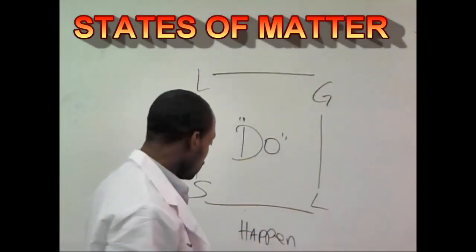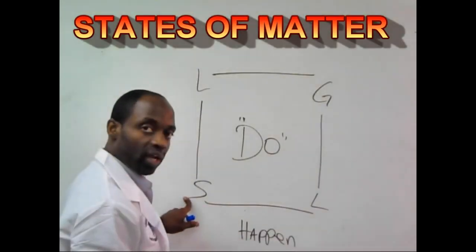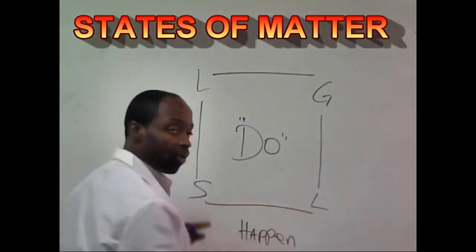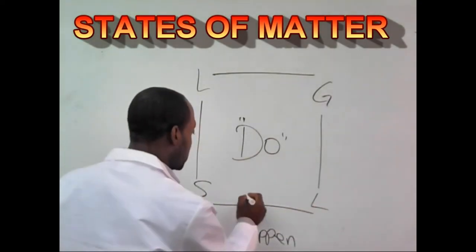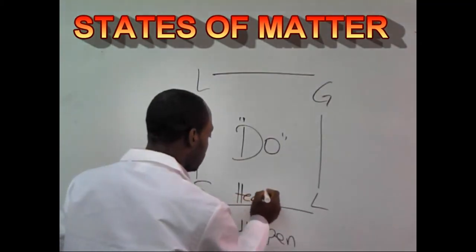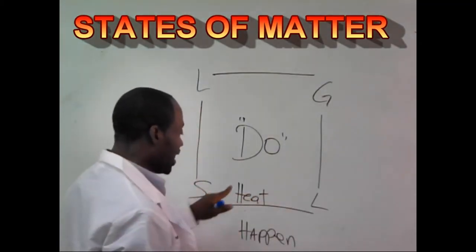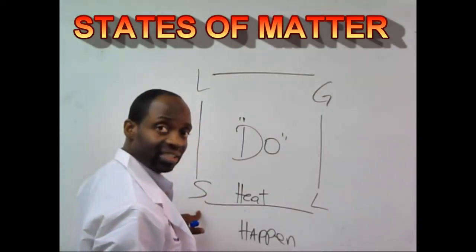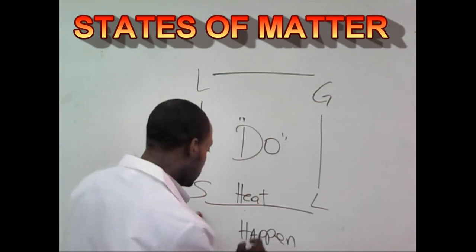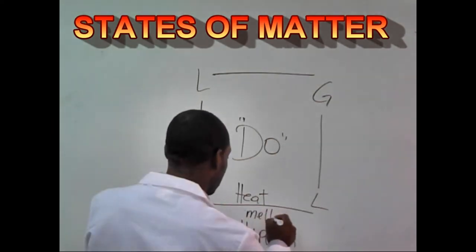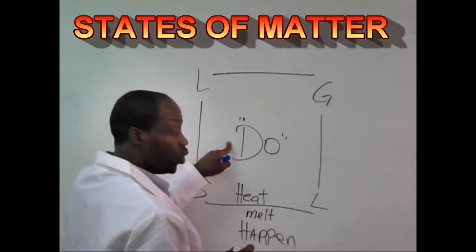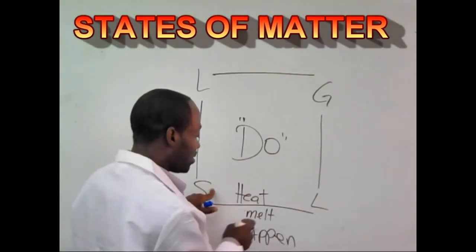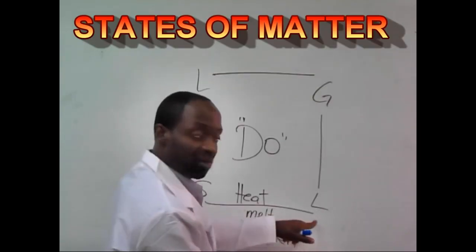So my question to you is this. I have a solid right now. What do I have to do to turn it into a liquid? I must heat it. So when I heat it, what happens to the ice? When I heat ice, melt happens. I'm going to put melt here. Remember, do goes in here, happens on the outside. When I heat ice, melt happens, gives me liquid.